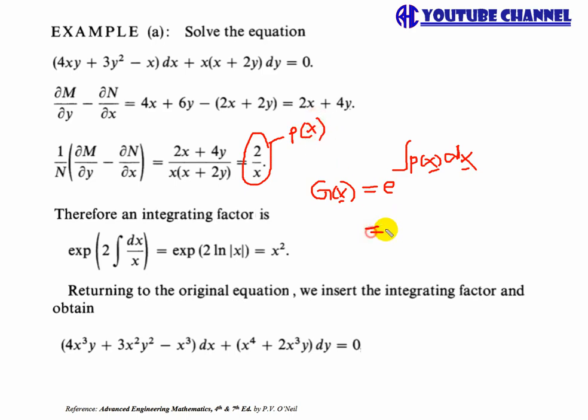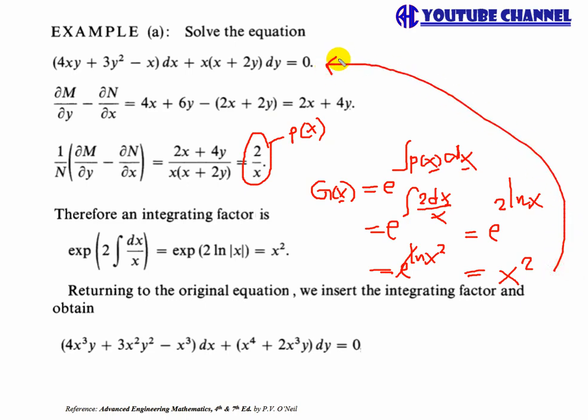So, substitute natin doon, e raised to, p of x natin is 2 dx over x. So, kapag integrate natin yan, magiging 2 natural logarithm of x. Or, yung 2 pwede natin ilagay sa taas, magiging ln of x squared. So, cancel out na to. Therefore, yung integrating factor natin is x squared. So, ito yung i-multiply natin sa all terms sa original equation dito, para ma-simplify natin yung differential equation o makuha natin yung general solution.